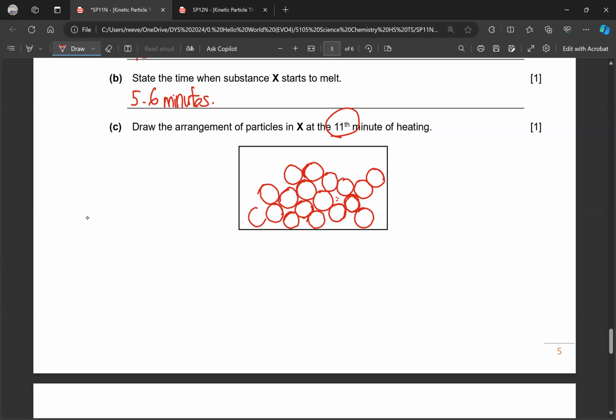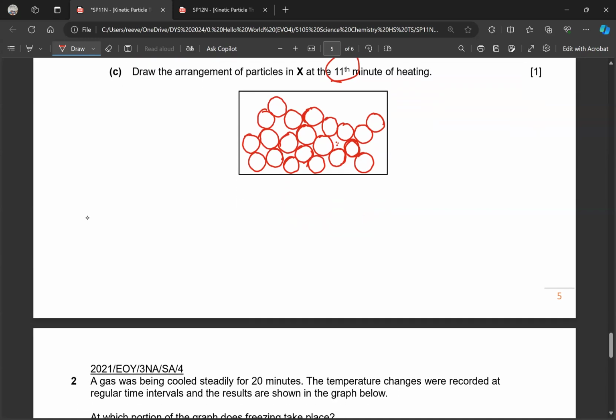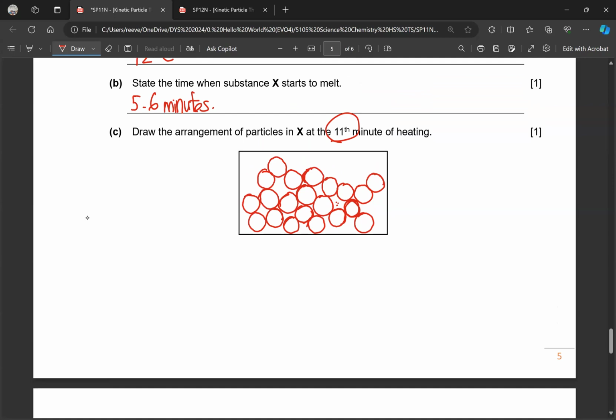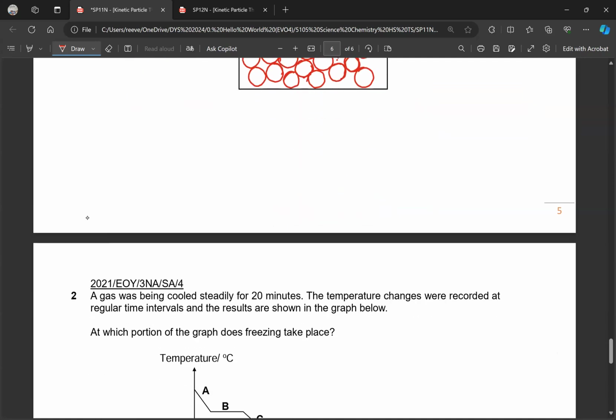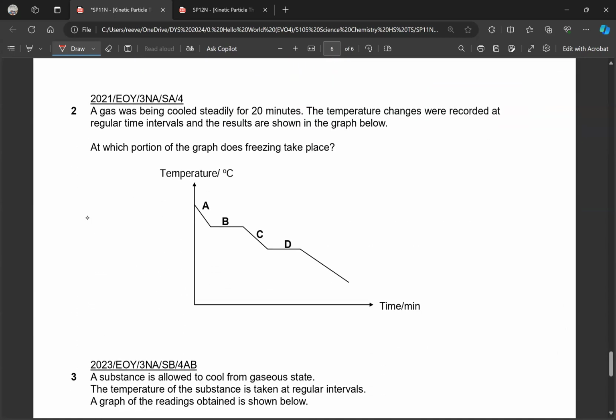So just continue. Okay, so this one looks like liquid, a bit distorted. Some are very high, some are a bit lower. Draw liquid. Don't go and draw other solid or gas. Okay, let's move on. Next question.